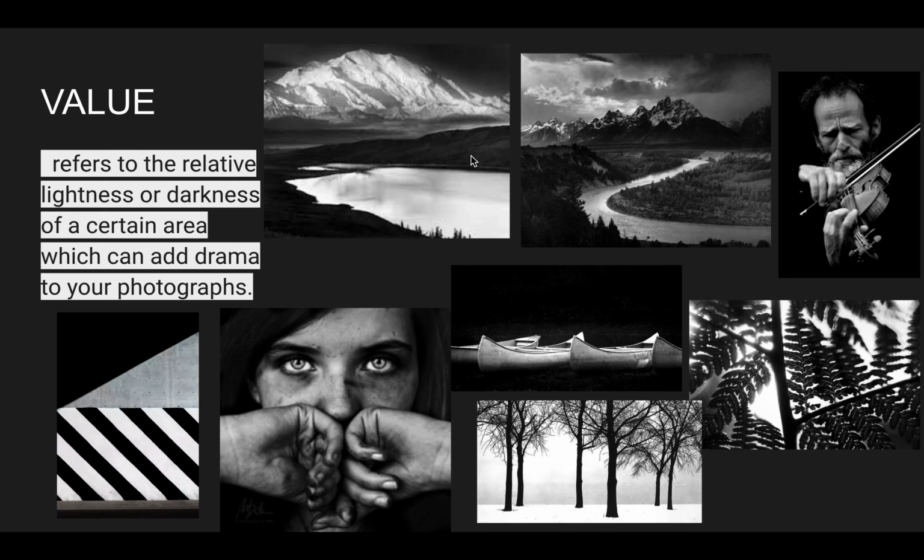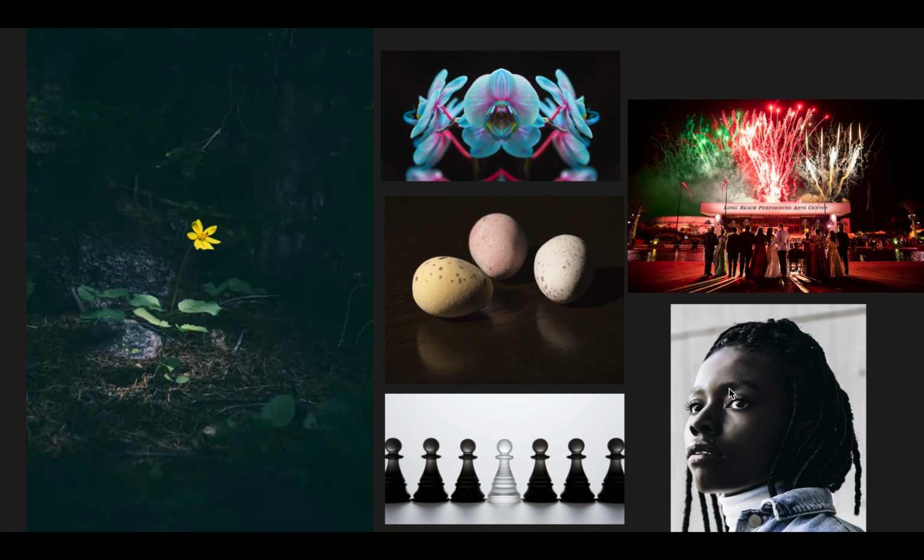Oftentimes you'll see images that are coming from a deep shadow. You'll see contrast of light and dark. And again, you'll start to pick up the element of line, the element of texture. These are all really great examples of value in black and white photography.